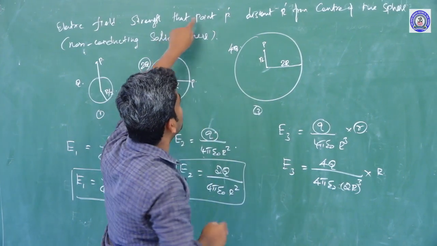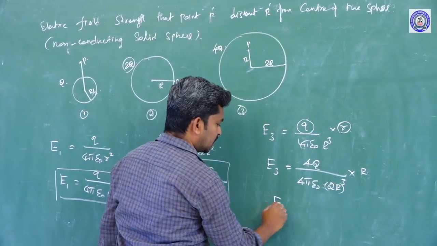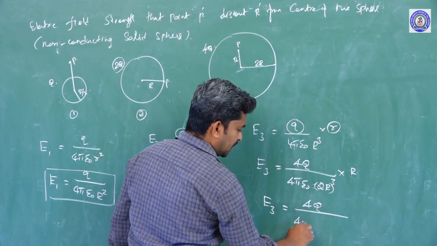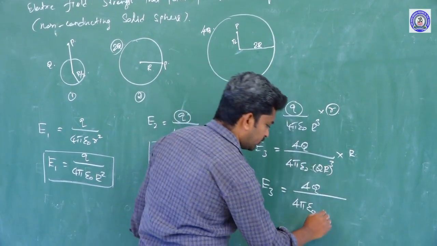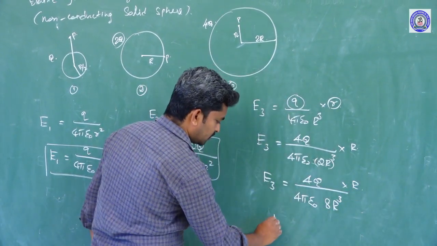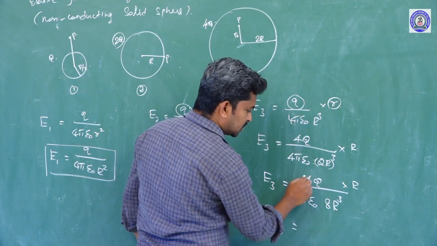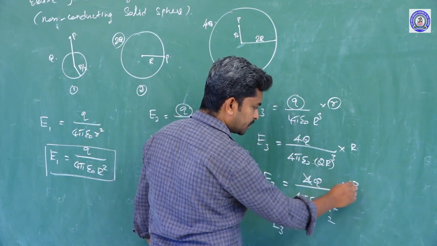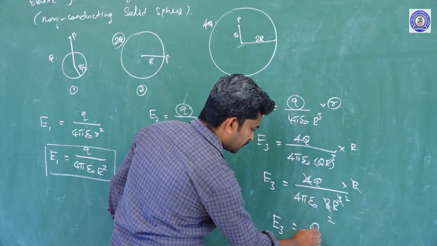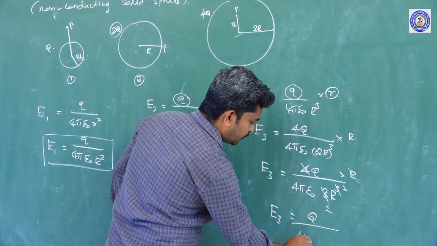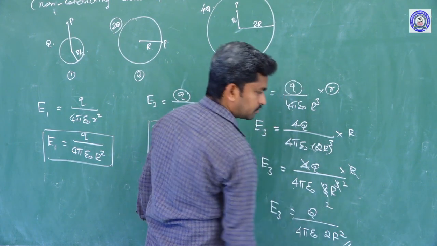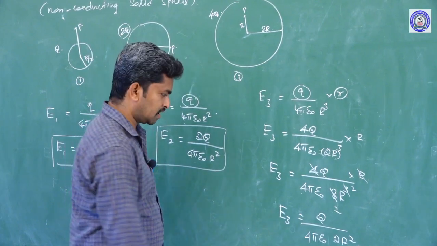In our question, the point P is at distance R. So E3 is equal to 4Q divided by 4 pi epsilon naught into 2R cube, where 2 cube R cube is 8 R cube, into R. So 4 over 8 is one half, and R cube with R gives R square. So E3 is equal to Q divided by 4 pi epsilon naught 2 R square.